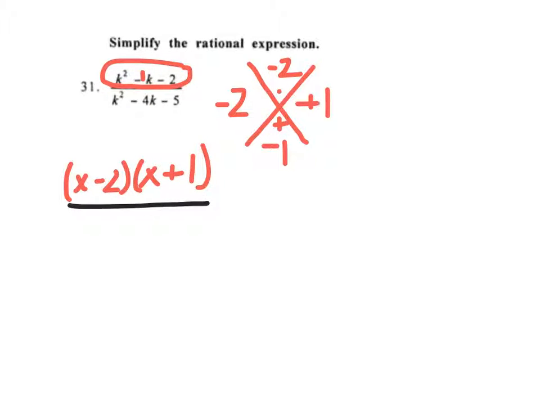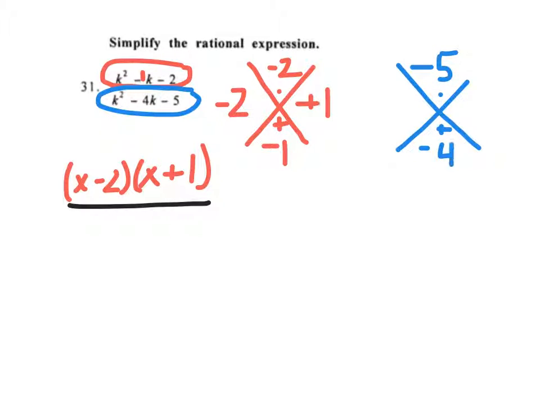We still need to figure out our denominator. For the denominator, we're also going to use the x method. Again, my c value goes on top. It's going to be negative 5. And on the bottom, we have a negative 4. So what multiplies to negative 5 and adds to negative 4 is going to be negative 5 and a positive 1. So on the bottom, we have x minus 5 and x plus 1.